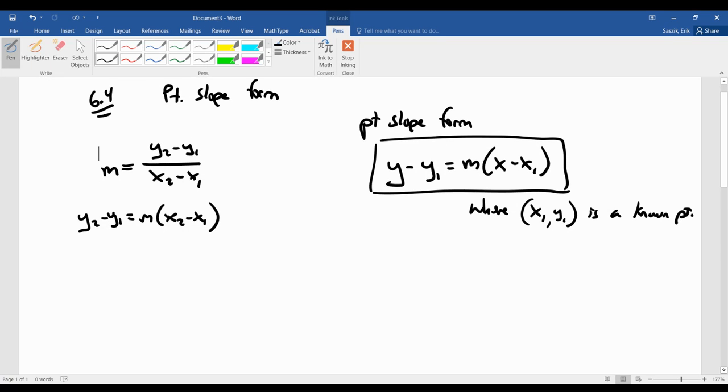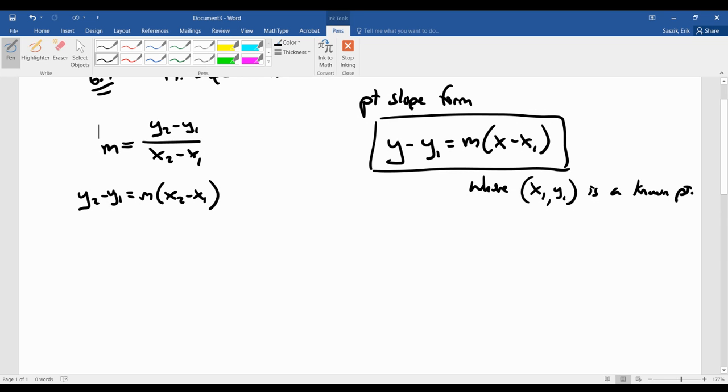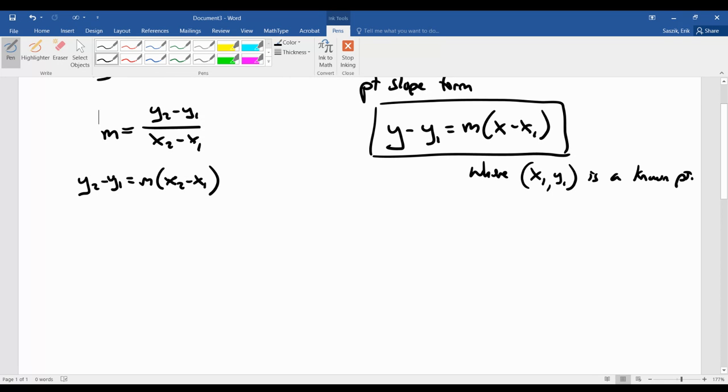Okay. Now, again, I know you might be confused. Let me just give you an example of a problem where I'm going to give you a point slope form equation. You have to graph it. So graph this equation. This is classic. Okay.